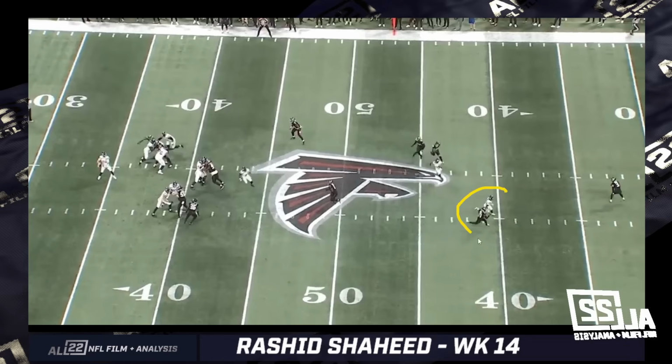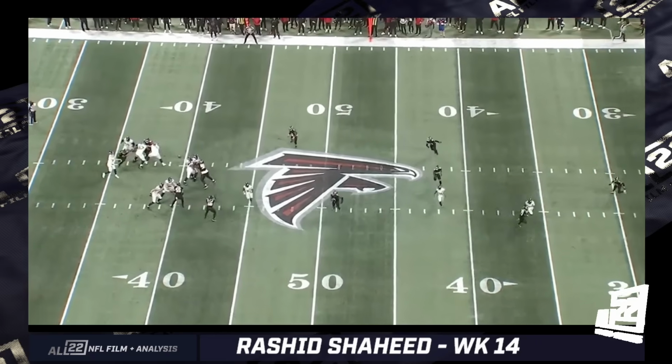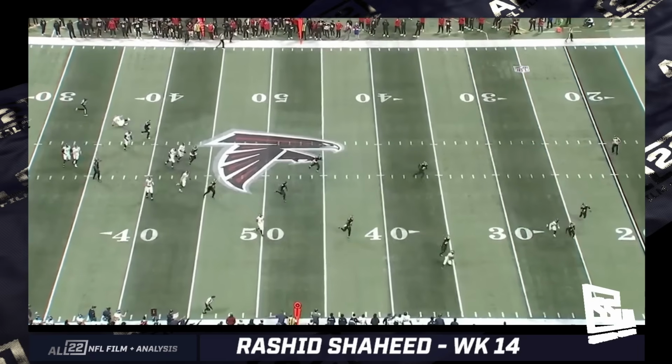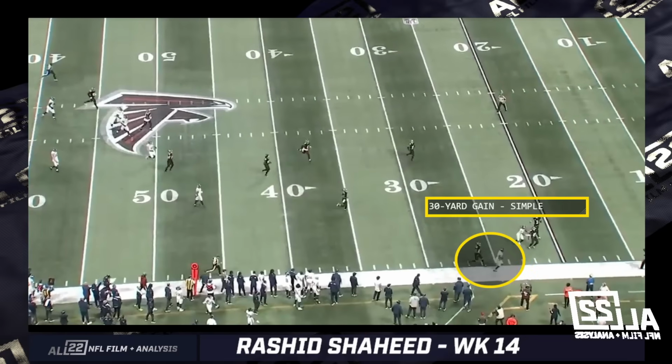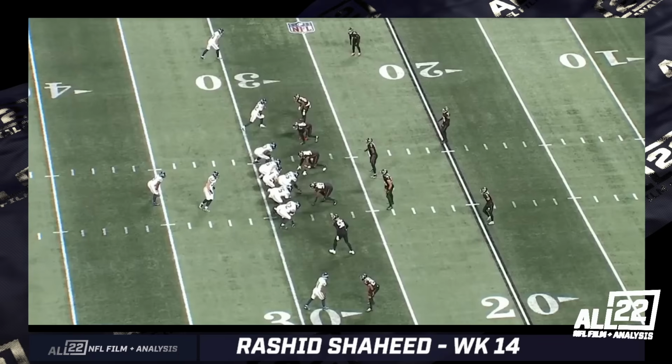Basically, would they be more willing to leave this corner totally one-on-one and then try to jump some of these over concepts? I'm not saying that would happen 100% of the time, but Shaheed and Horton offer an element to this offense from a vertical standpoint that Cooper Kupp at this point in time does not.